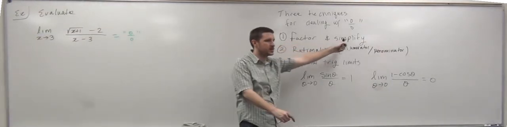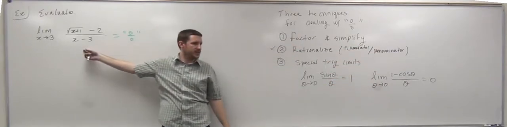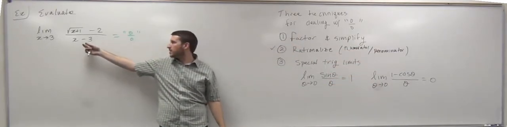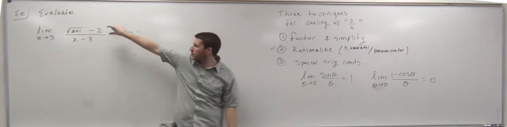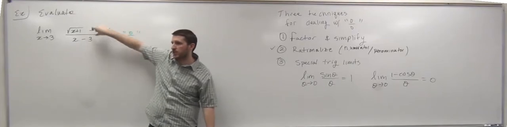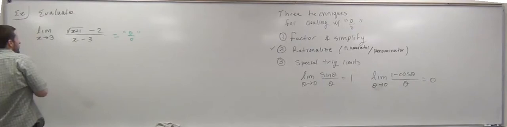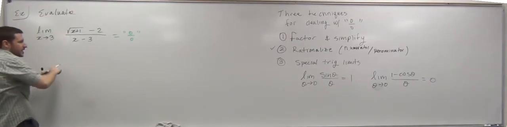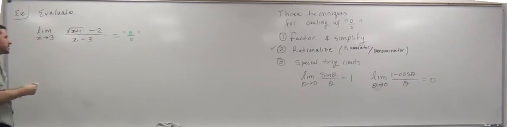Factor and simplify doesn't really make any sense here. What's there to factor? You can't factor x minus 3. That's broken down. Maybe you can find some sneaky way to factor this, but it's not the obvious thing to do. The obvious thing to do when you have a root is to multiply by the conjugate and try to move that root. So whenever I get into this indeterminate form with roots, I'm probably going to try to rationalize.